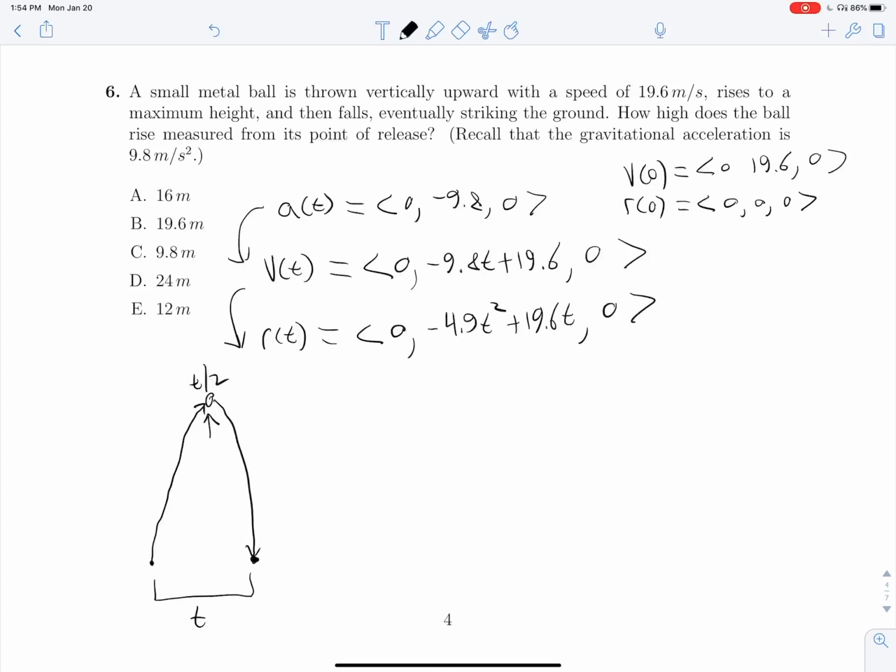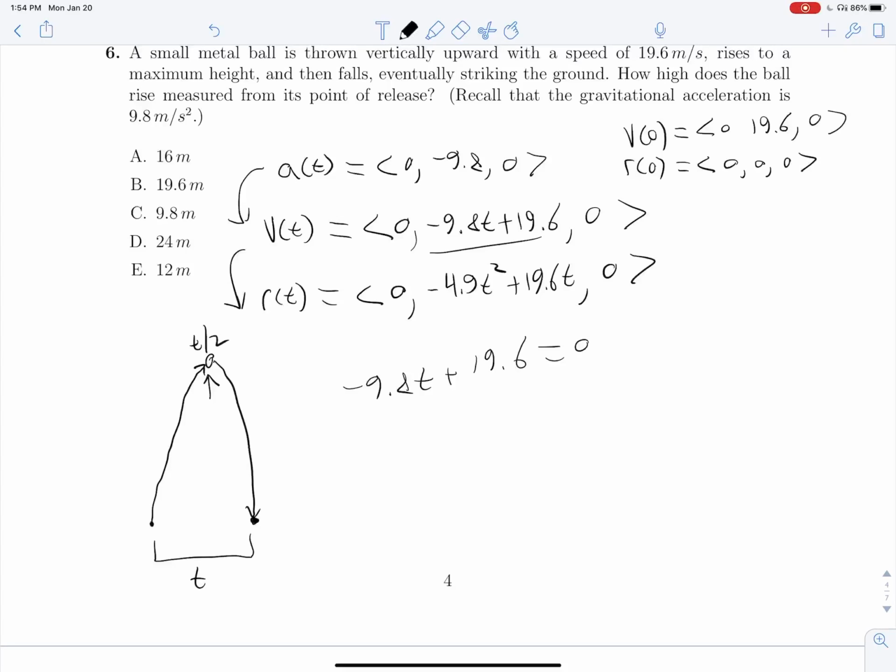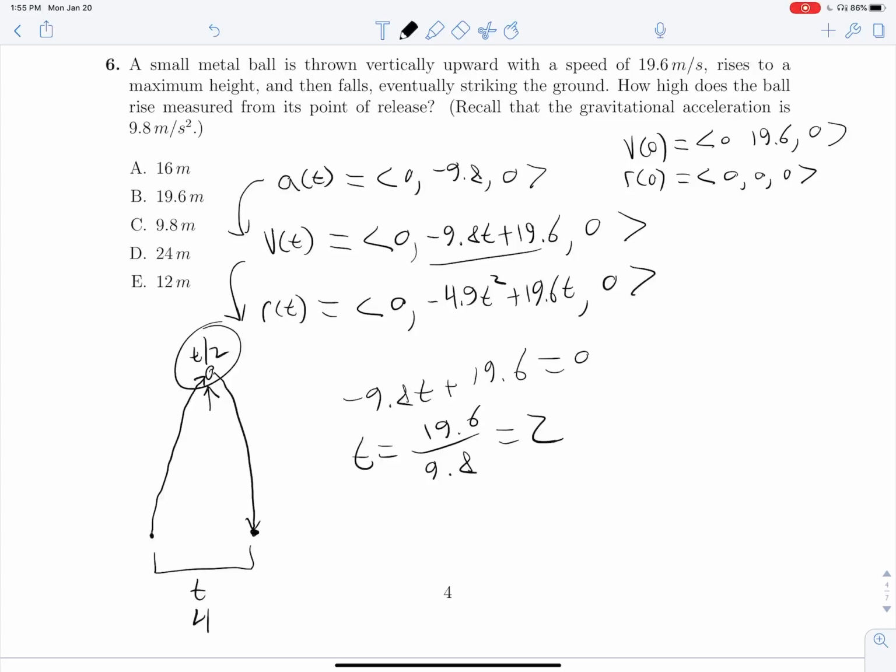And so we can take this y value and extract it out and say that negative 9.8 t plus 19.6 has to be equal to 0 at this point here. We will solve this and see that t equals 19.6 over 9.8, and this is just t equals 2. So at t equals 2, we're at the top of our arc up here, and from this we know that it would take 4 seconds to hit the ground, but that doesn't particularly matter to us, and we can just take this t equals 2 and plug it into our R of t. So R, and it's not R of t now, it's R of 2.